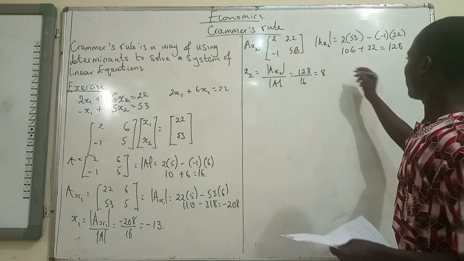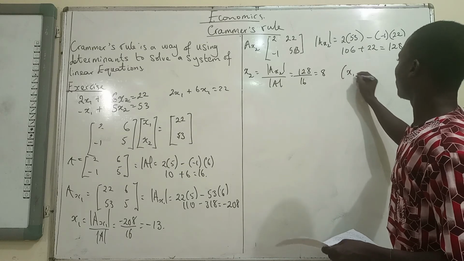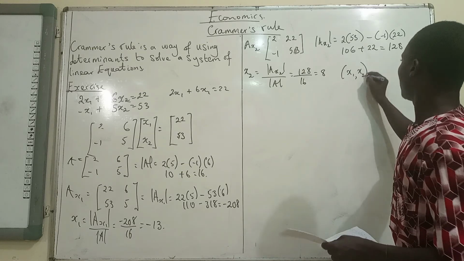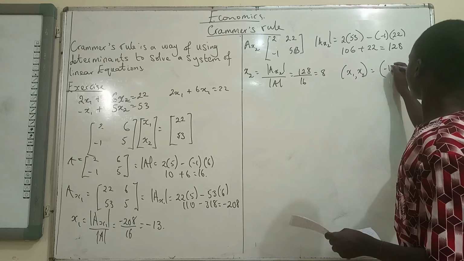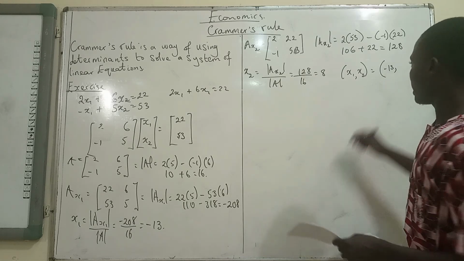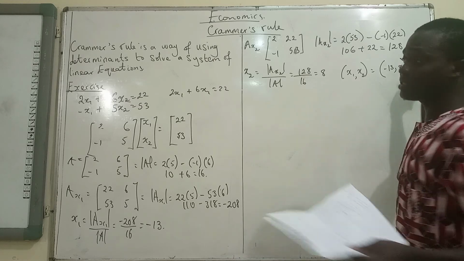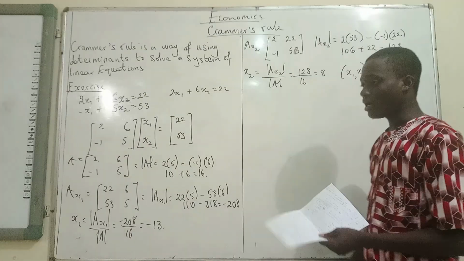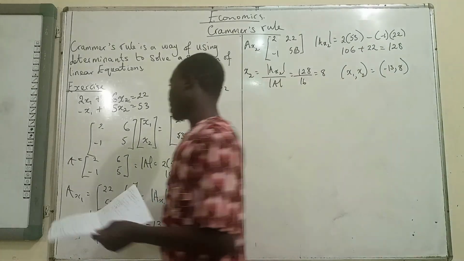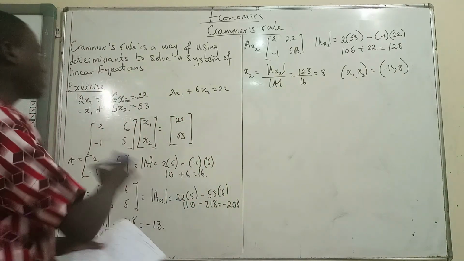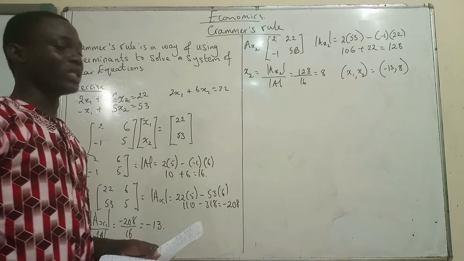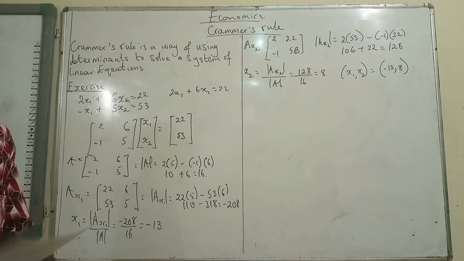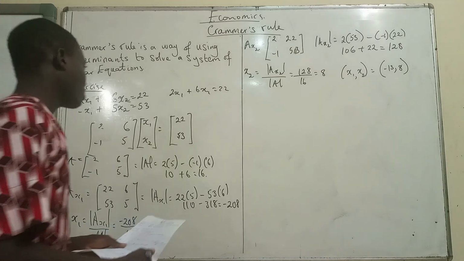So now we are done with solving everything. x1 is minus 13, and then x2 is 8. So that's all. You see, it's not long. It's as simple as ABC. Now this is talking about a 2 by 2 matrix. So let's move into applying Cramer's rule to solve a 3 by 3 matrix, that is, a system of 3 simultaneous equations.